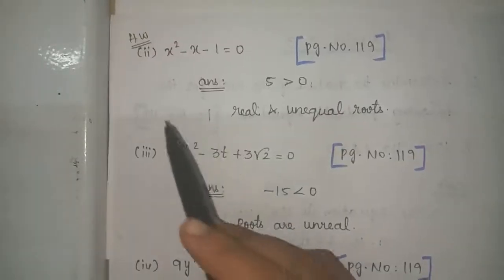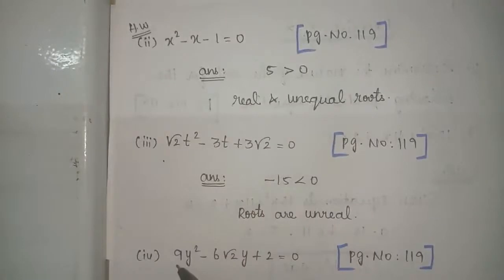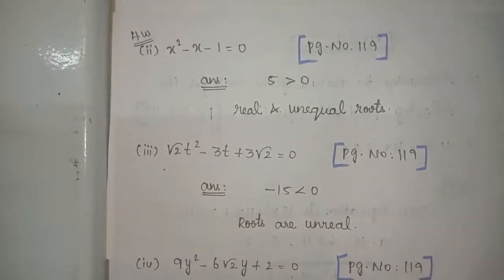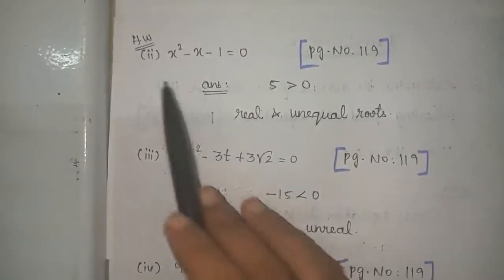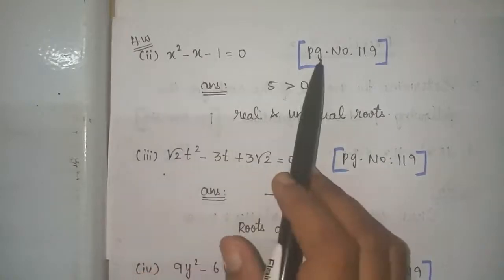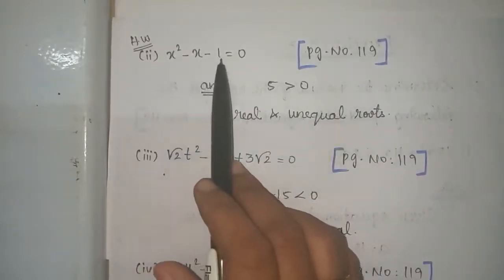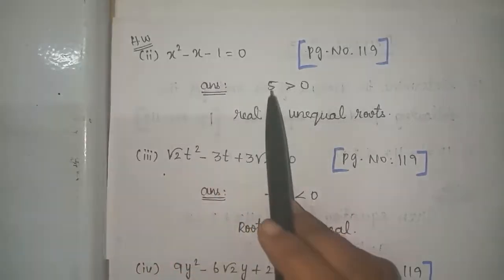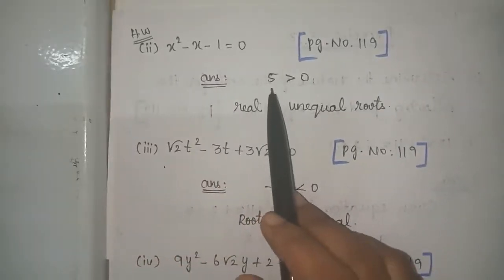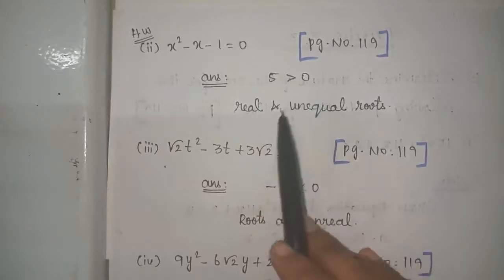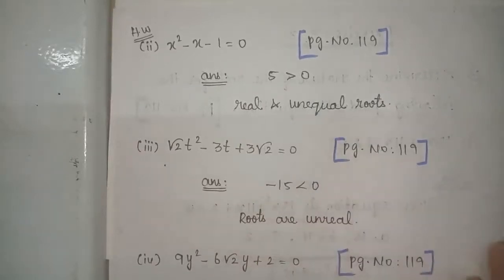So similarly, second, third and fourth subdivision problem also you are going to find the nature of roots. That's your homework problem. So second subdivision, which is in page number 119, x square minus x minus 1 is equal to 0. You get the discriminant value is 5, which is greater than 0. So the roots are real and unequal.